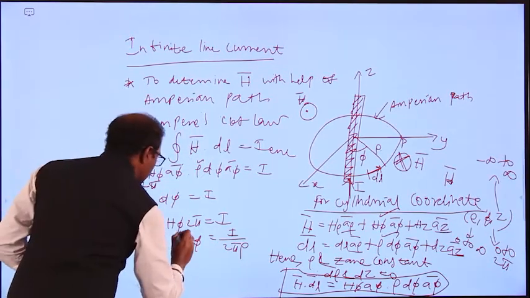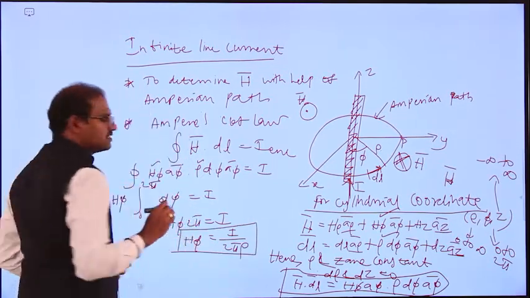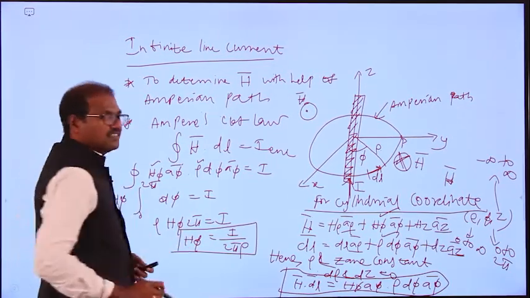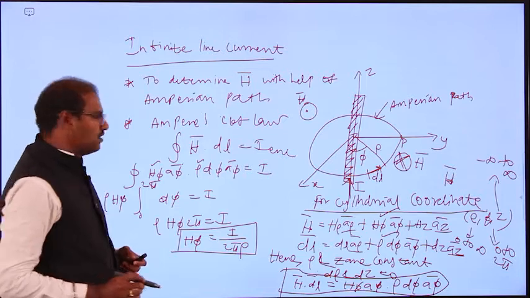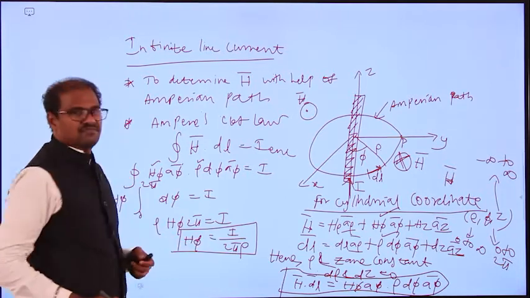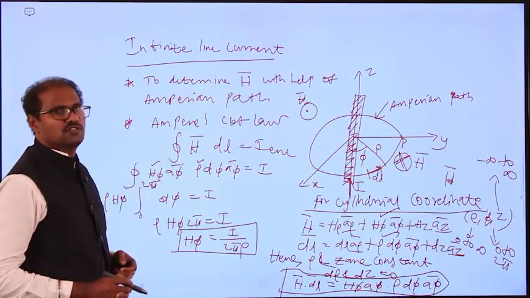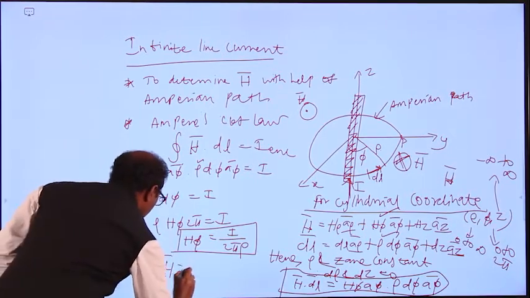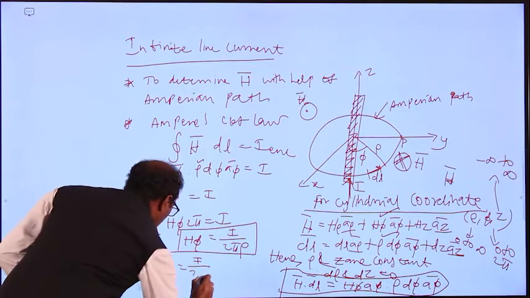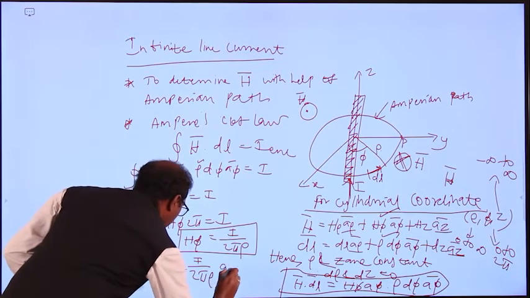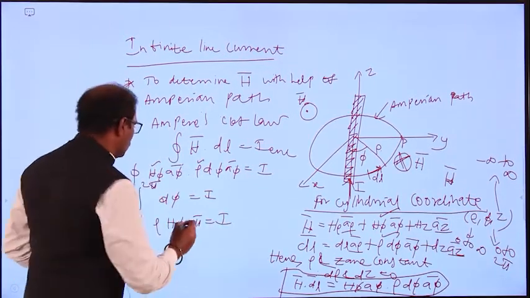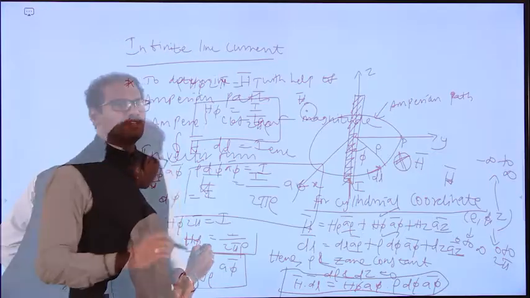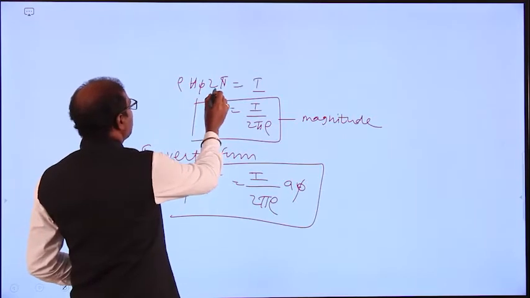This is called magnitude. So the magnetic intensity in the phi variable, we got I by 2 pi rho. This is called the scalar value. In terms of vector, H vector equals I by 2 pi rho into a phi. So finally we got H phi equal to I by 2 pi rho.